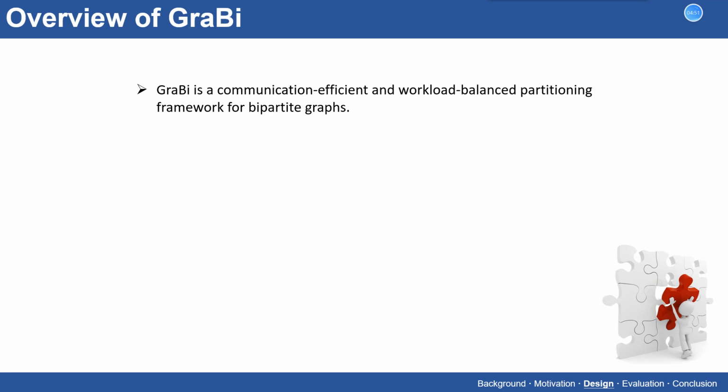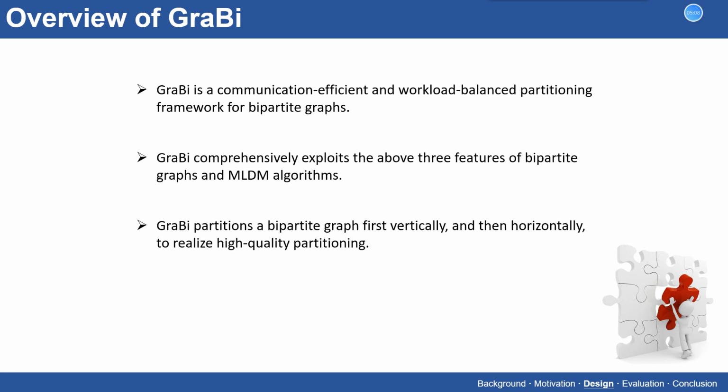Based on the above three observations, we designed GraBi, a communication-efficient and workload-balanced partitioning for bipartite graphs. GraBi comprehensively exploits the above three observations of bipartite graphs and machine learning and data mining algorithms. Overall, GraBi partitions the bipartite graph first vertically and then horizontally to realize high-quality partitioning.